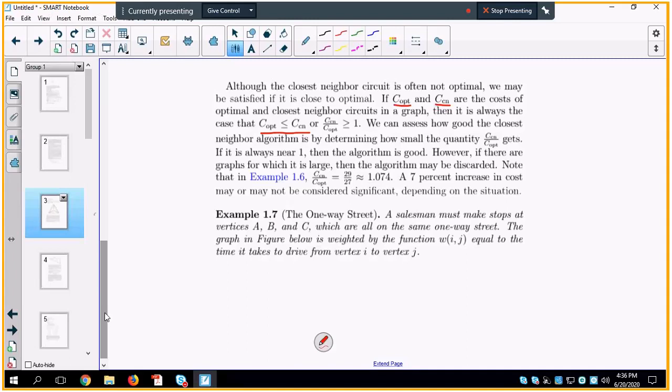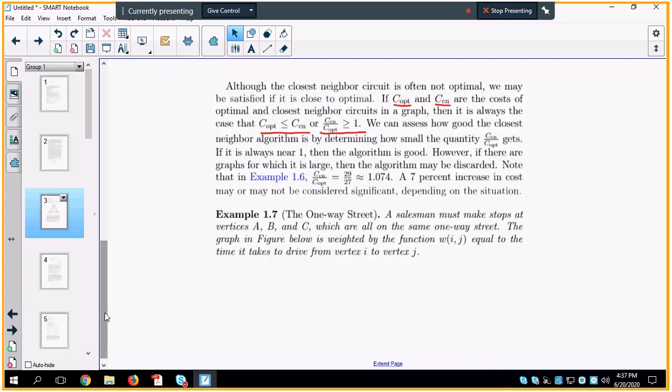And so if we divide by the optimal path on both sides, we would have that the ratio of the cost of the closest neighbor path over the cost of the optimal path should be always greater than or equal to 1. If C sub Cn and C sub OPT were equal, then this would be equal to 1. So we can assess how good the closest neighbor algorithm is by determining how small that quantity gets. If the quantity is always near 1, which is the smallest that it can get, then the algorithm is good. However, there are graphs for which it is large, then the algorithm can be discarded.